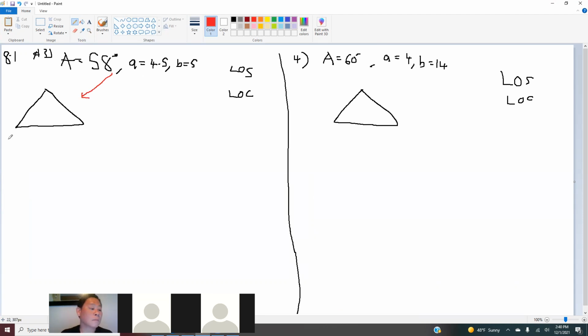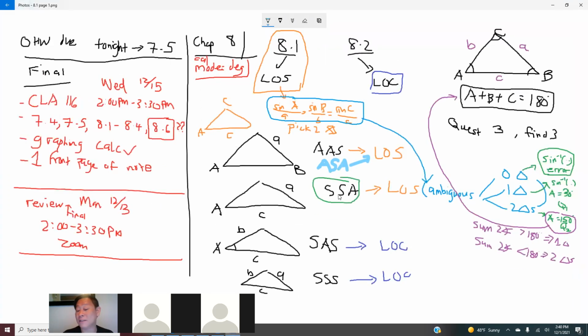Side angle side. So this is A, B, C. So we got the 58 degrees here. Across from A is 4.5. Across from B is 5, right? So this is actually SSA, side side angle. And if you refer back to here, this is SSA.